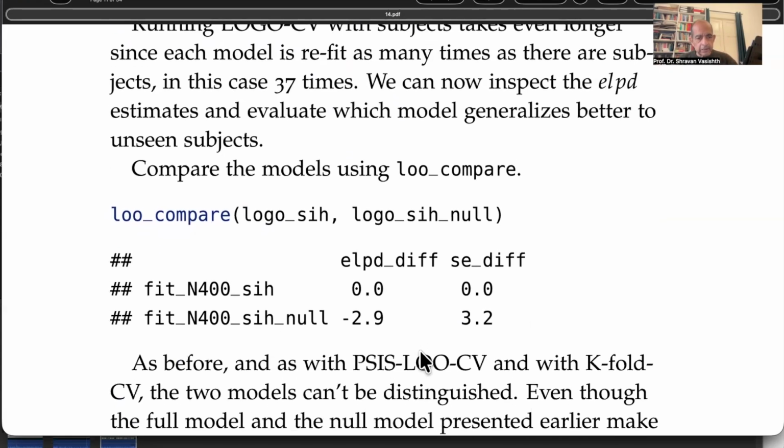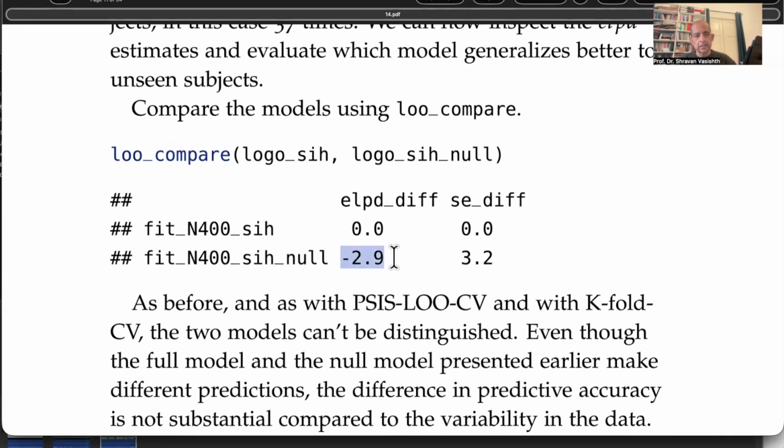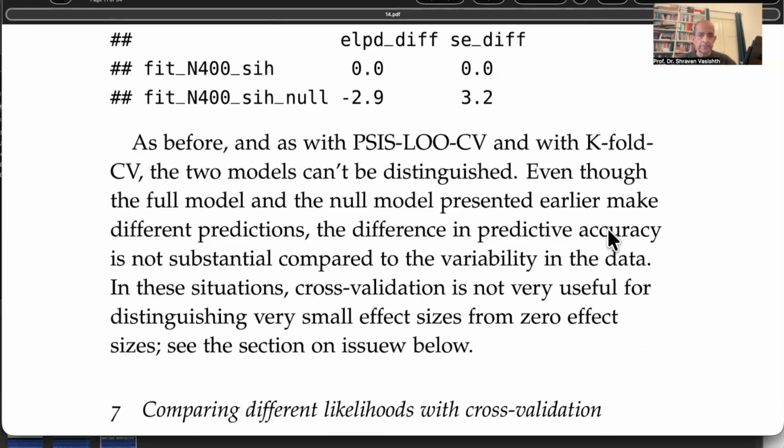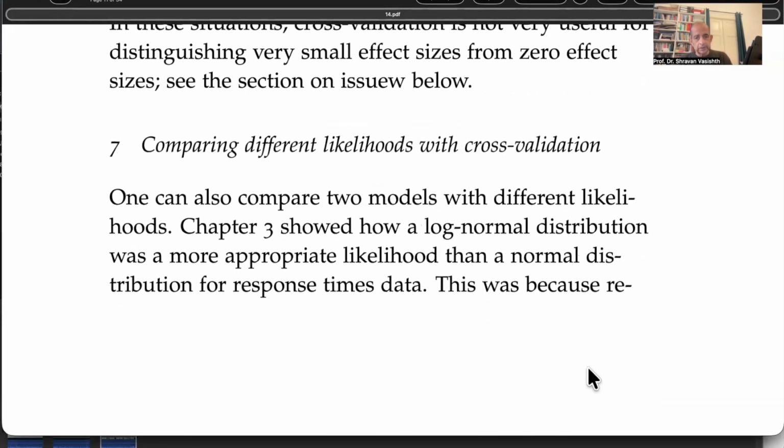As I said, this will take a long time, but the end result is still the same, right? The two models are not distinguishable. One doesn't do a better job than the other in predicting the data of the unseen subjects. Okay, so in this case at least there's no difference in the conclusions, but the questions being answered are different between LOGO CV and k-fold cross validation, as we discussed earlier.